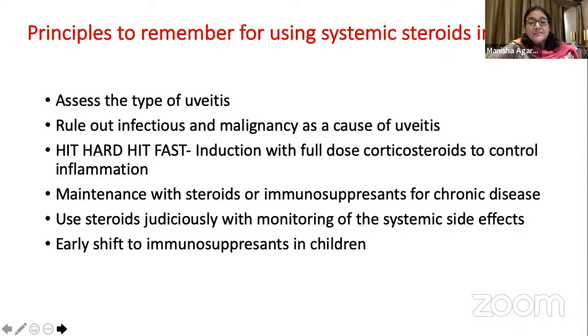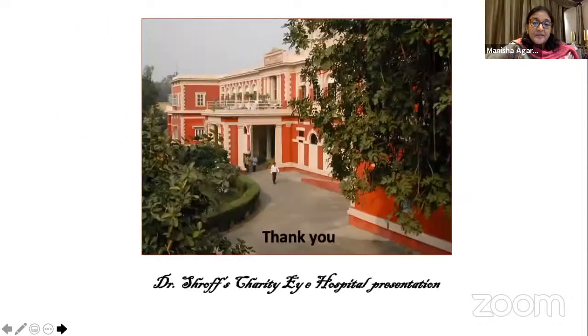Use steroid judiciously with monitoring of all the systemic side effects that we are aware of. And early shift to immunosuppressants when we are using steroids in children. So thank you so much for your patient listening.